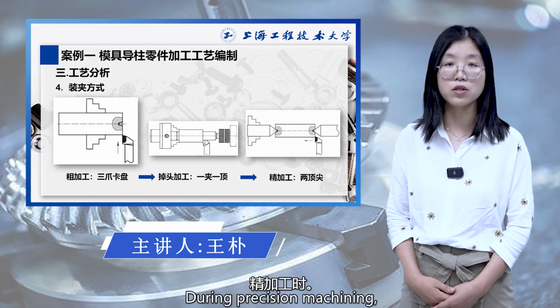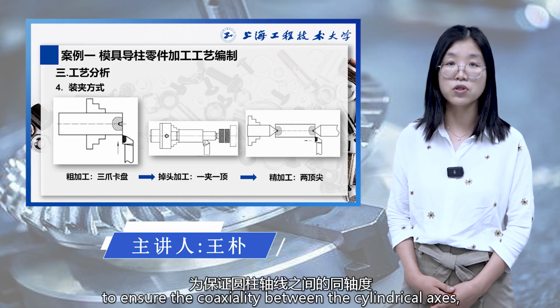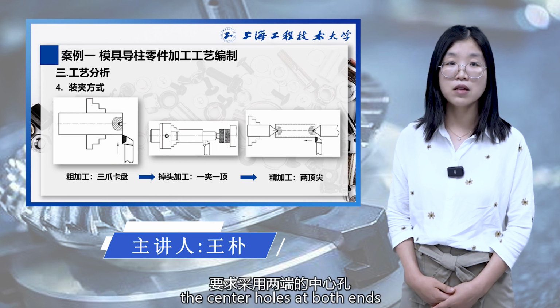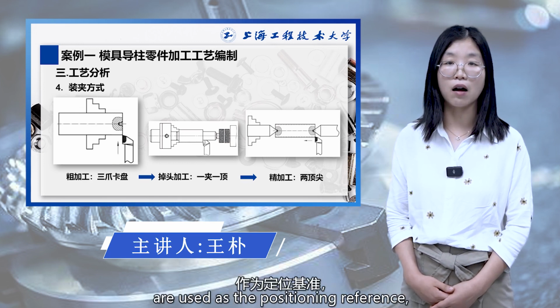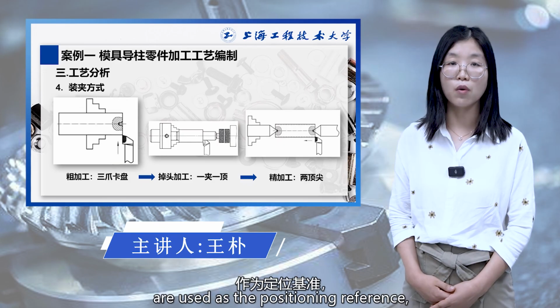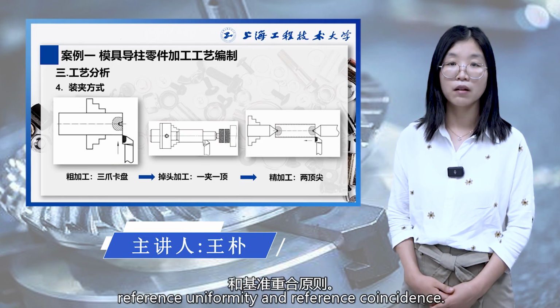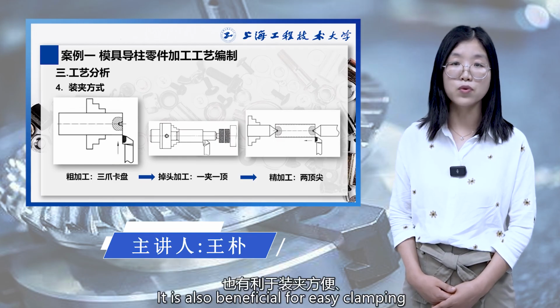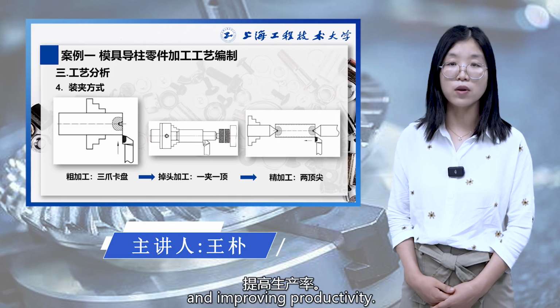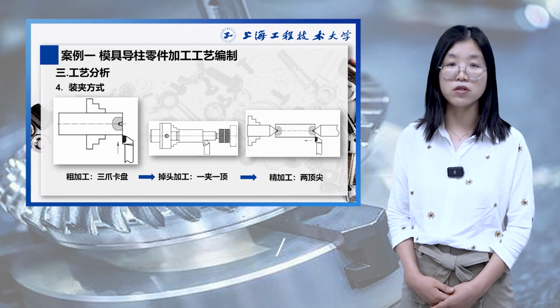During precision machining, to ensure the coaxiality between the cylindrical axes, the center holes at both ends are used as a positioning reference, which conforms to the principles of reference uniformity and reference coincidence. It is also beneficial for easy clamping and improving productivity.